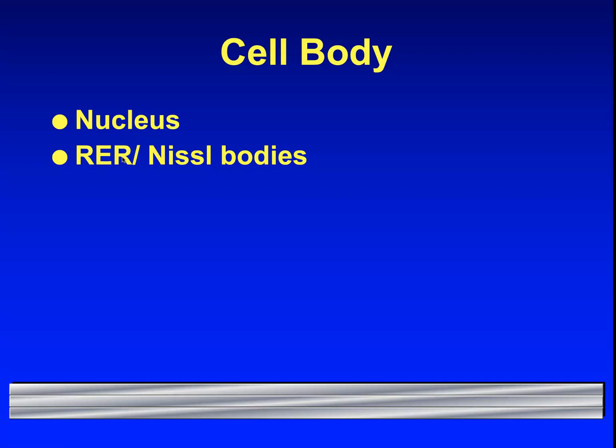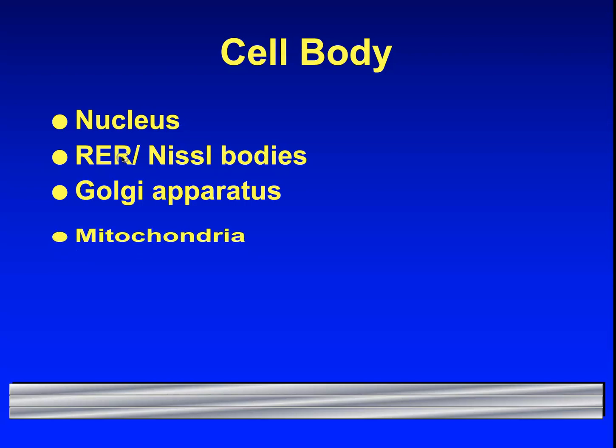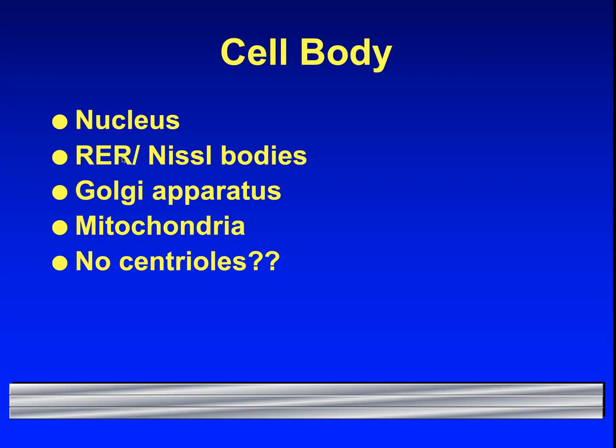So we need to make enzymes, for instance, a protein enzyme, some neurotransmitters, but mostly it's proteins for intracellular use. We have Golgi apparatus that's going to package up and transport those proteins. We have mitochondria for energy. Maybe no centrioles. Now centrioles, remember, you need for mitosis. And so we always thought, no, there's no centrioles, but now they're thinking, ooh, maybe neurons in the hippocampus do have centrioles because they can go through neurogenesis.